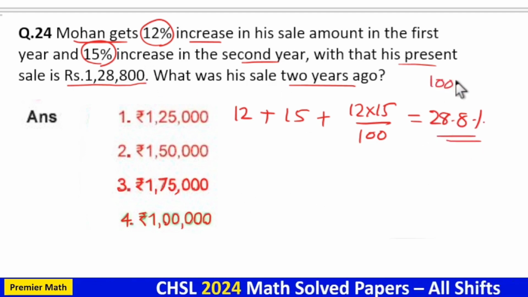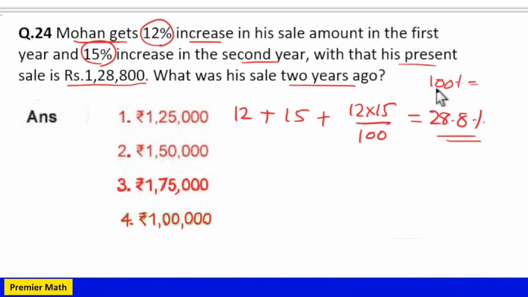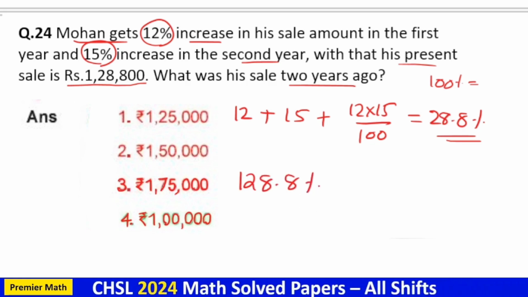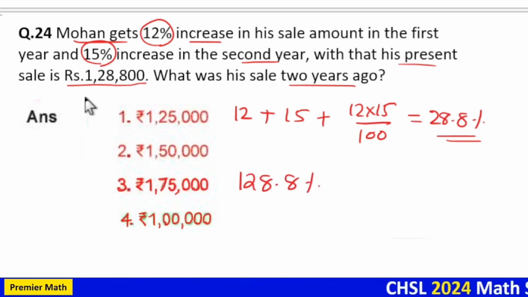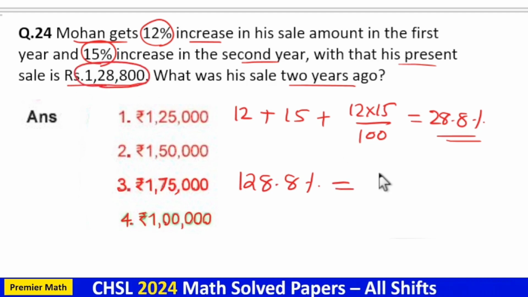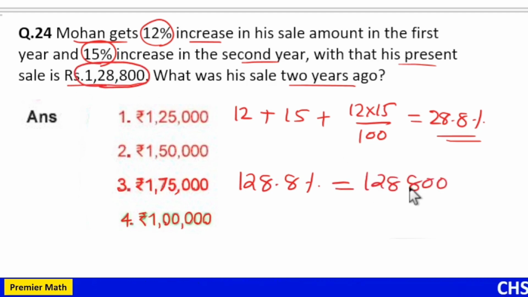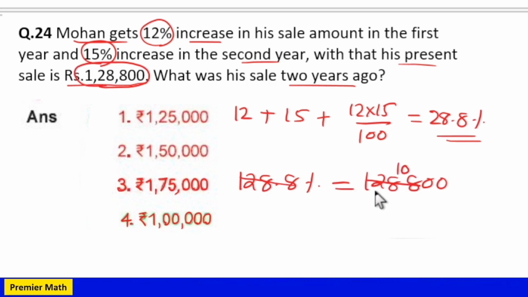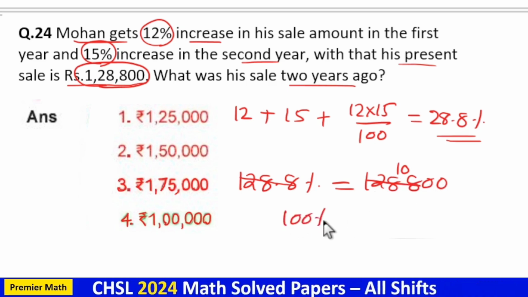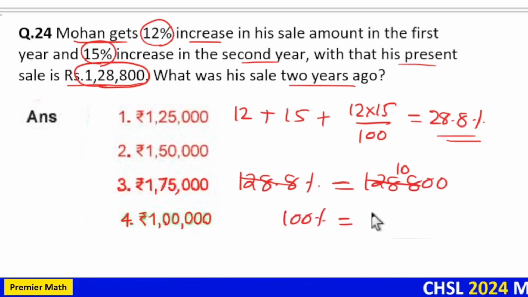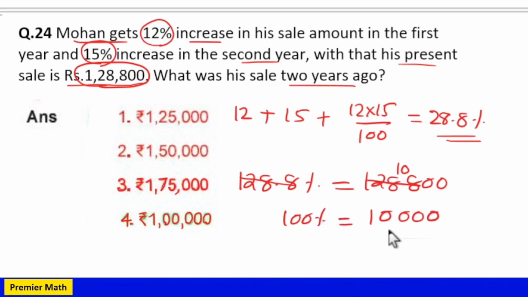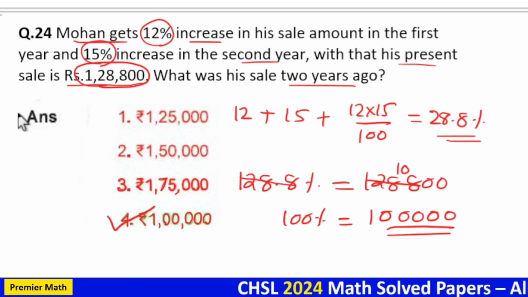Consider the initial amount as 100%. So total is equal to 128.8%. Now it is given in the question as 1,28,800. Now 128.8 into 10 is equal to 1288. So 1% is equal to 1000, which means 100% is the initial sale, which is equal to 1000 into 100, 1 lakh. So option 4 is your answer.